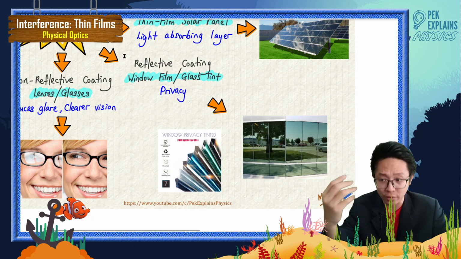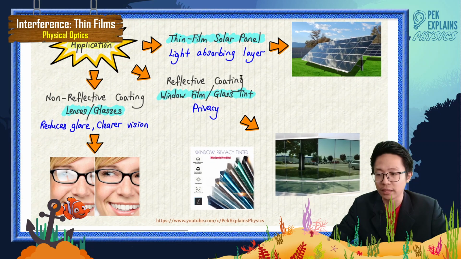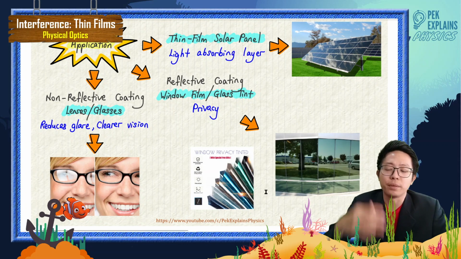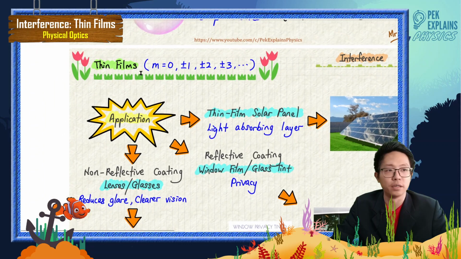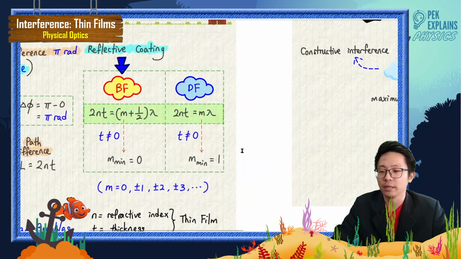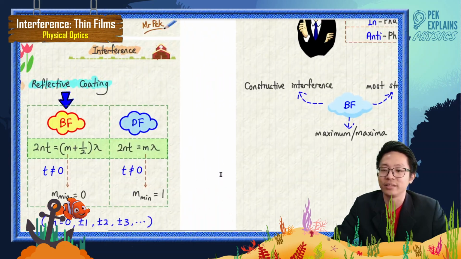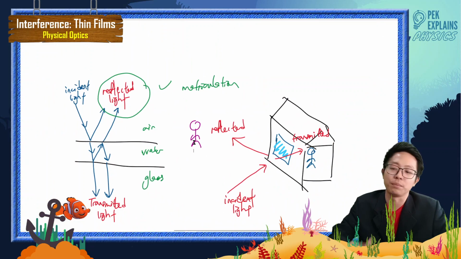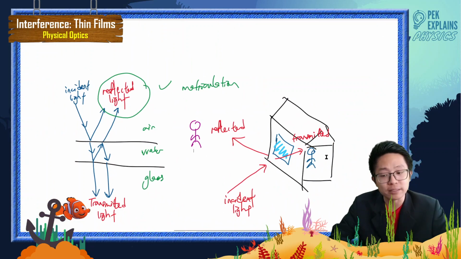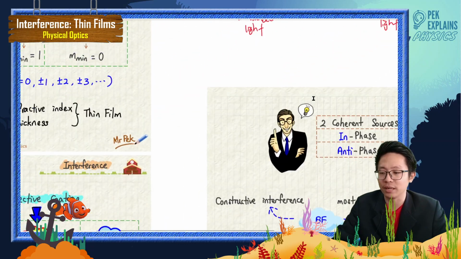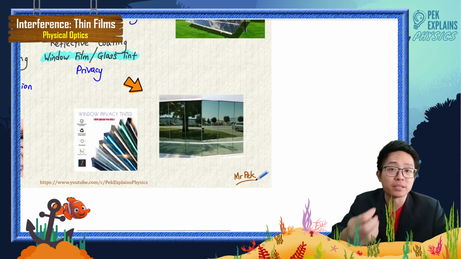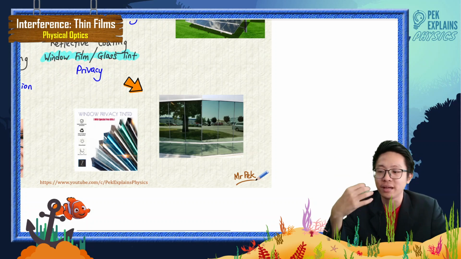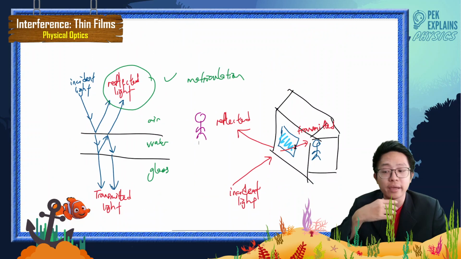So we are now going to learn about reflective coating and non-reflective coating. The person from outside cannot see into the house because of the thin film. Because it has a reflected light, the person cannot see inside the house. The transmitted light is for the person inside the house. The person outside cannot see into the house, but the person inside can see outside. That is the difference between transmitted light and reflected light.